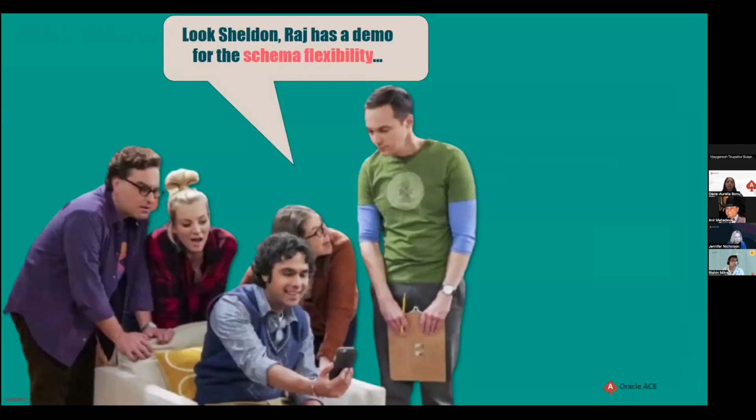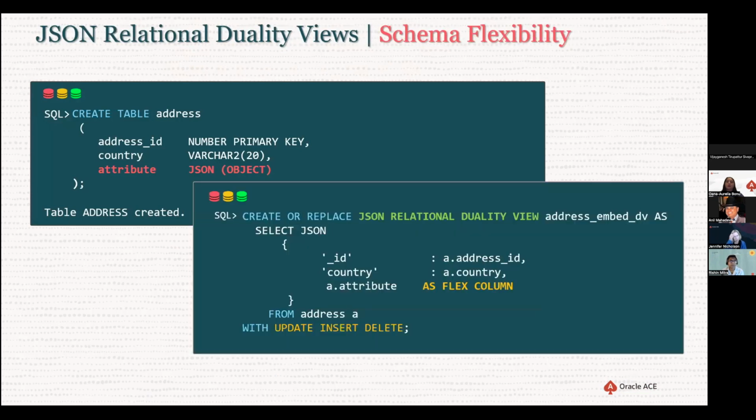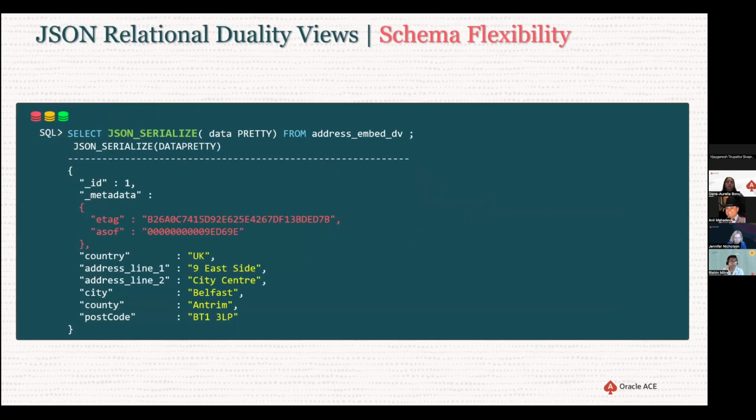Now let's quickly look at how JSON relational duality view can provide schema flexibility. Suppose I have an address table, and therein I create a column which I define as a JSON object. When I create the JSON relational duality view, I define that column as a flex column. Now when I insert the data for, say, UK, where I have county information, I provide all the details and I can insert the data.